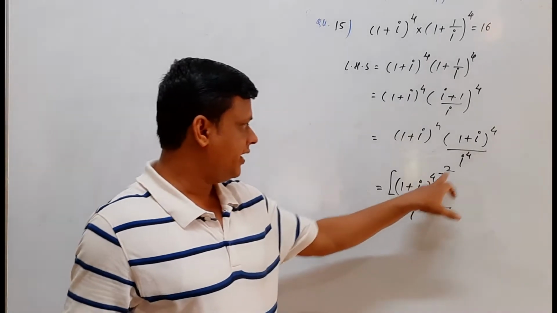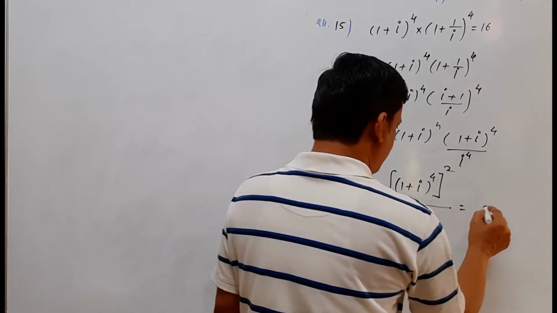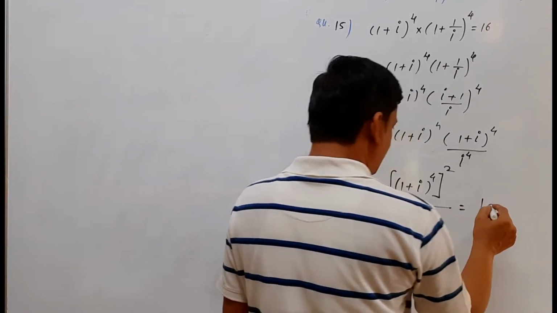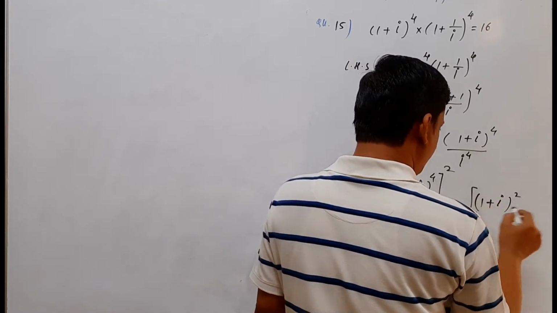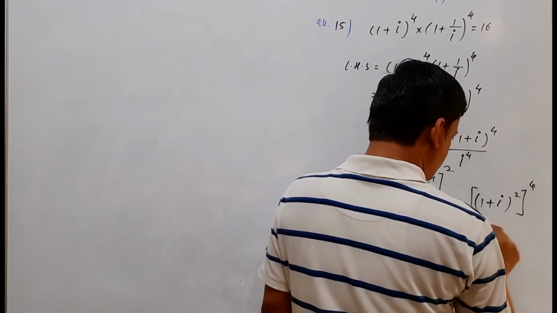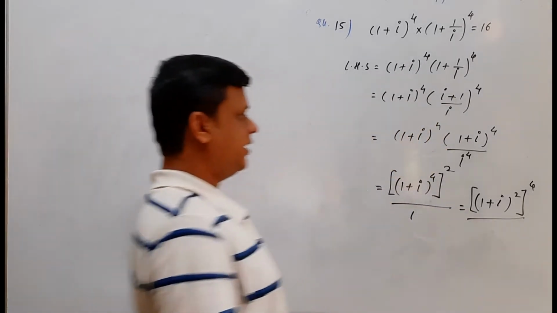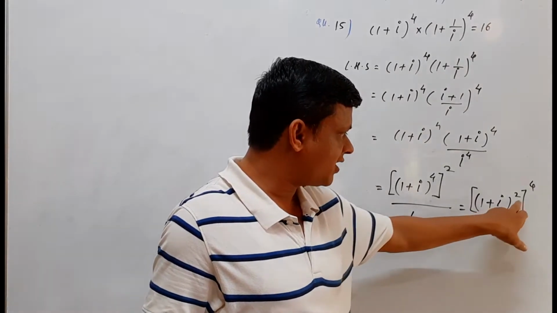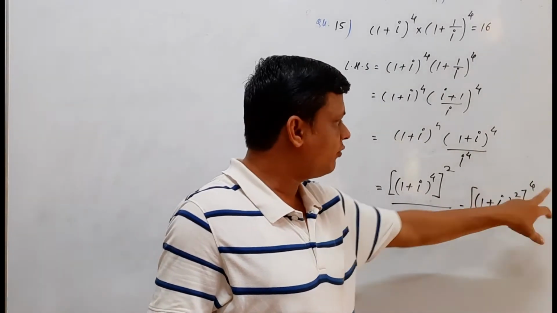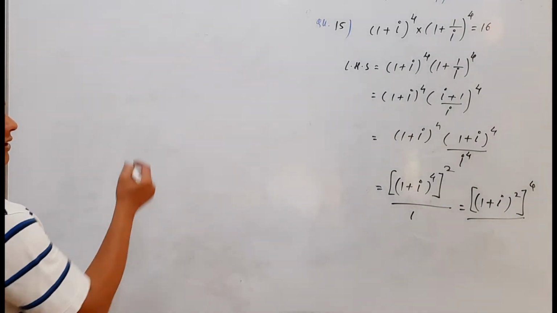So we interchange this power. If we interchange this power, we can write (1 plus i) raised to the power 2, raised to the power 4, upon 1. So here we cannot write that one. Now we have to apply the formula (a plus b) whole square here. Then we take it to the power 4, which will be convenient for us.